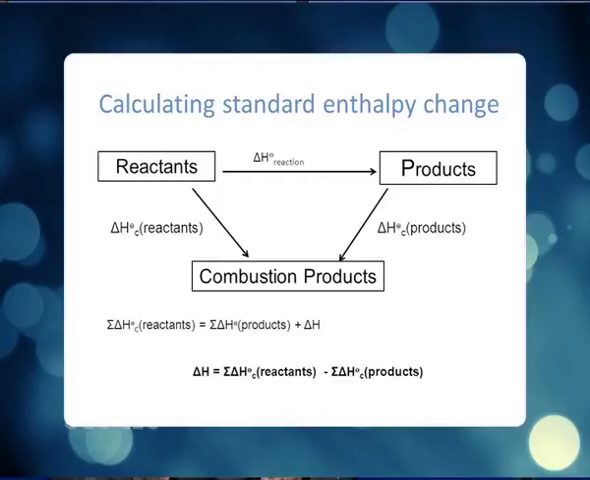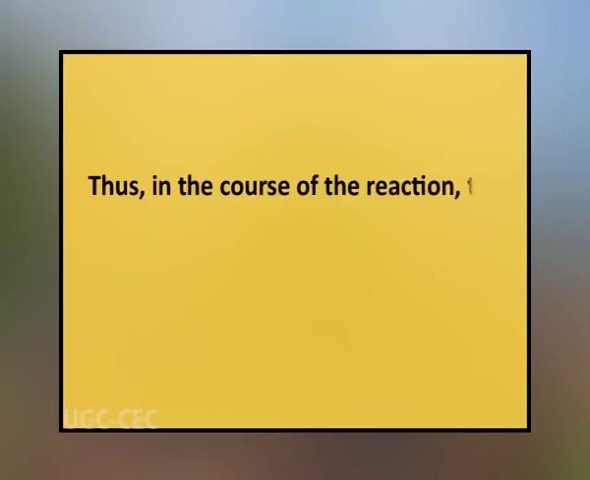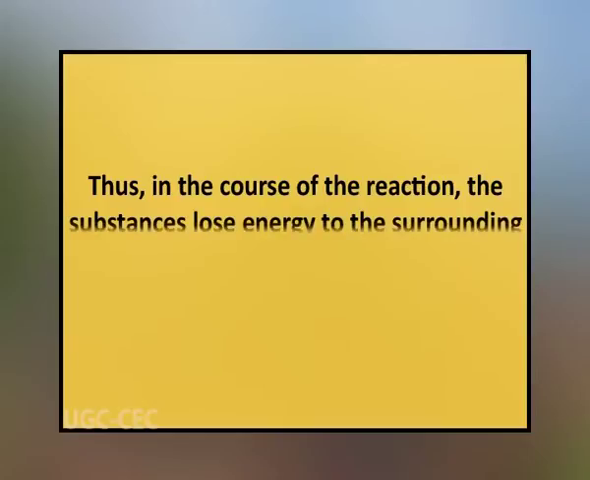When a chemical reaction occurs, the atoms in the reactants rearrange their chemical bonds to make products. The new arrangement of bonds does not have the same total energy as the bonds in the reactants. Therefore, when chemical reactions occur, there will always be an accompanying energy change. In some reactions, the energy of the products is lower than the energy of the reactants. Thus, in the course of the reaction, the substances lose energy to the surrounding environment.